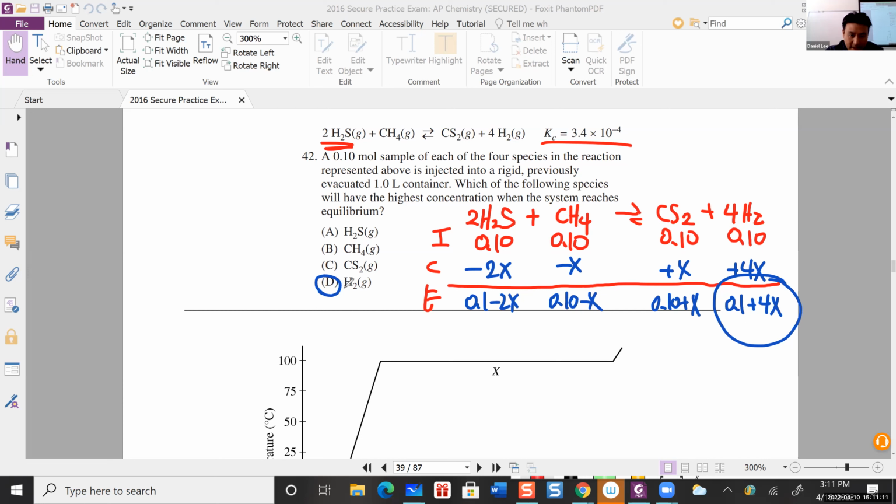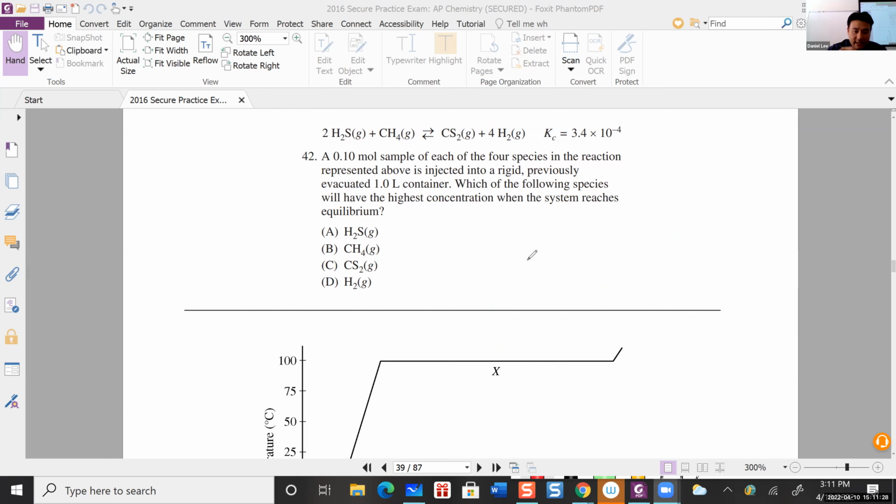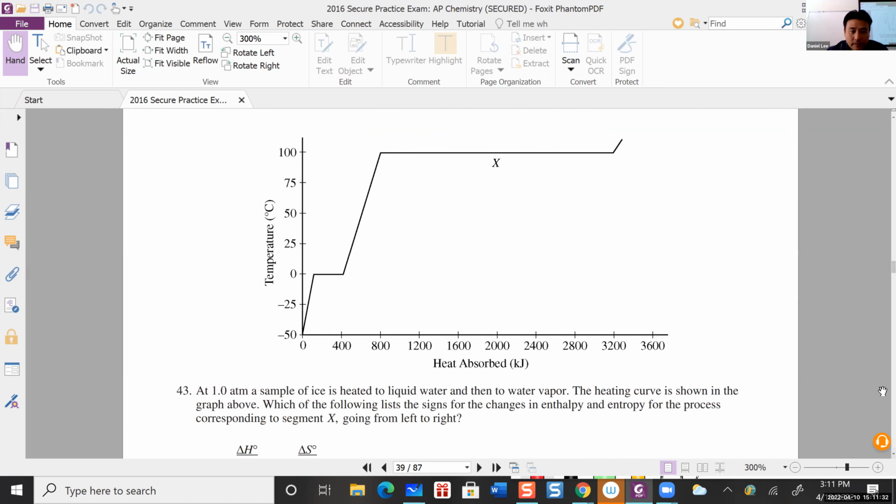And the lowest one will be the first one, 0.1 minus 2x, because you subtract 2x from 0.1. Everybody else subtracts less, right? So that's easy. Do you have to calculate x? No, you just look at a comparison, easy, right? That's why they give you the same concentrations initially for all of them, so that makes it comparable.